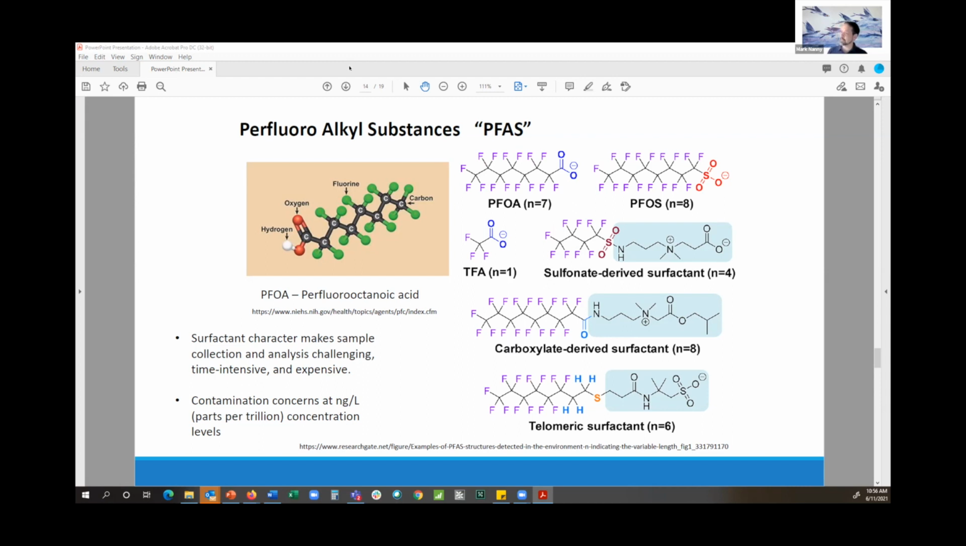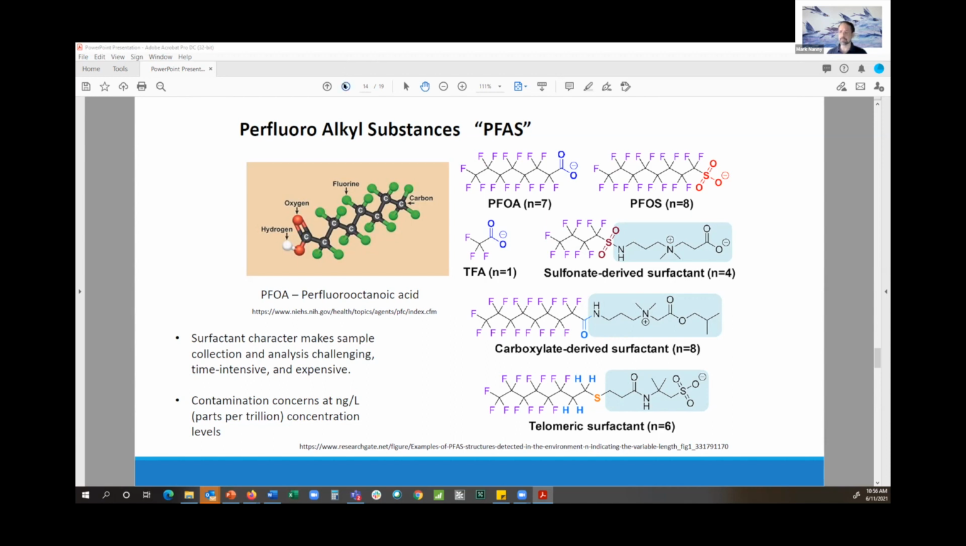Also, the analytical processes behind this are really challenging, because these molecules are surfactant in nature. So there is a big need for a rapid test that will be able to identify these compounds in place, in situ, in real time.